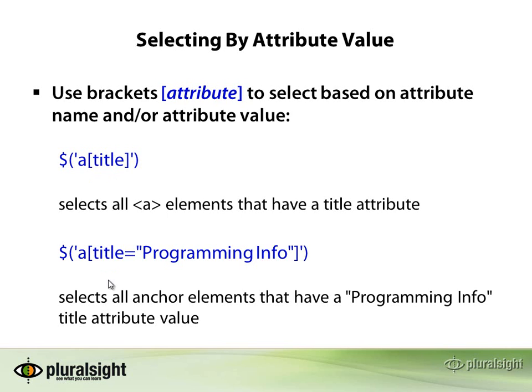Now you can also go in, though, if you wanted to search for a very specific title, you could come in and say, go find the anchor tag where, and every time I see these brackets here, I think in my mind where, the title attribute equals programming info. Now, yes, this is JavaScript, and normally you can do the double equals for comparison, but in this case we don't. It's a very specific syntax that you have to use with jQuery, so we just use a single equals here.